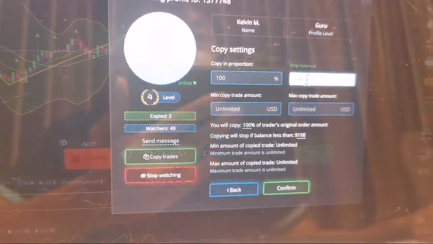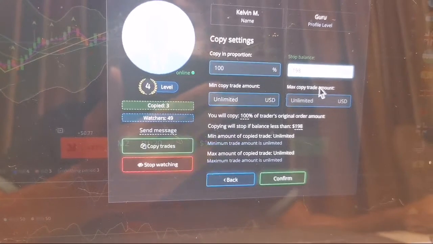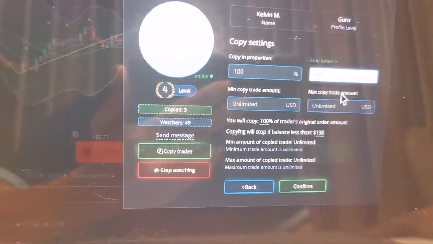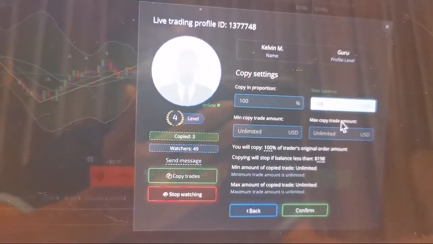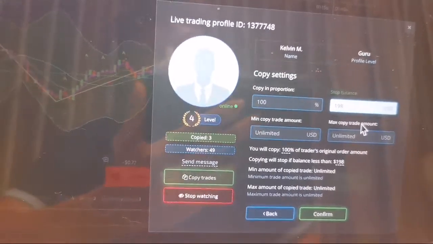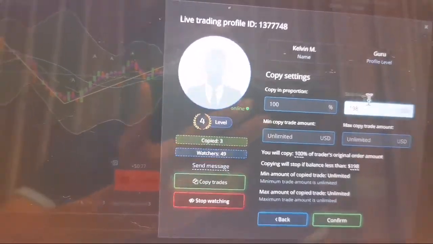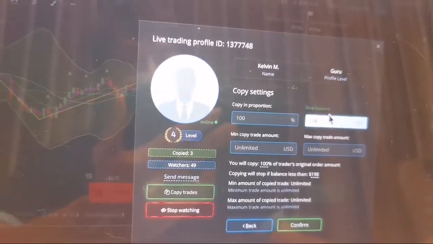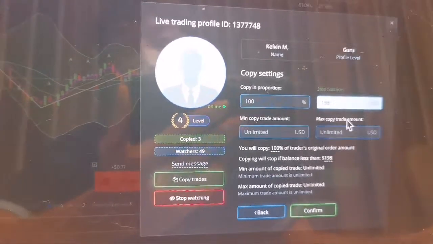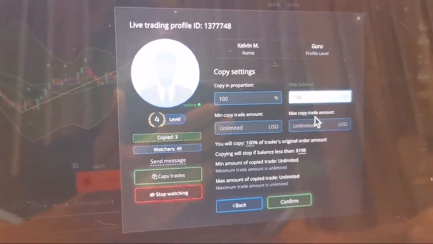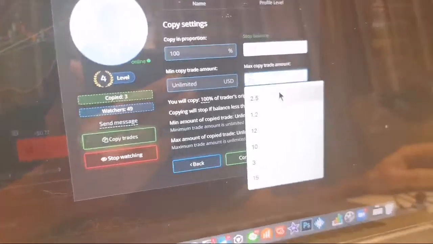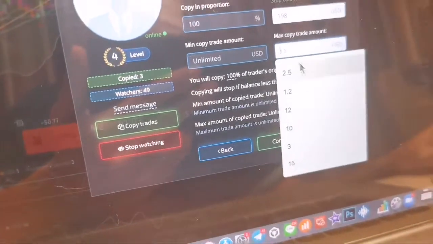It's going to protect you from losing your profits or losing your capital unnecessarily. Because what if one day one trader goes crazy on a rampage and you could wipe out your account? This will save you from that. And what is the maximum trade that you can copy? You can set all these things, and I'll teach you exactly how to do that.